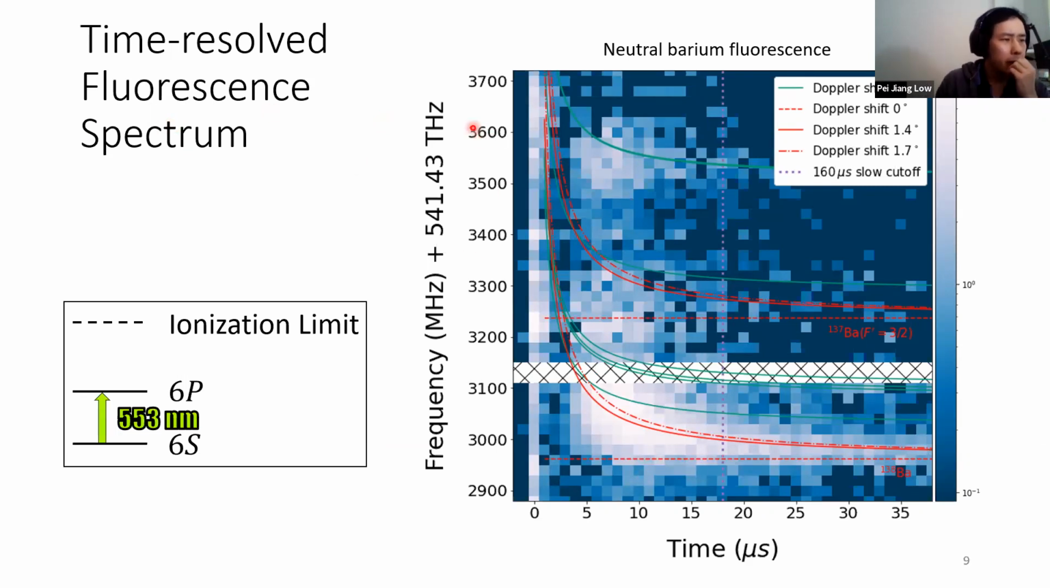So what we have here, this vertical axis is the frequency of the first excitation laser, and this color scale is the fluorescence count. And this time axis over here is the time from when the ablation laser hits the ablation target. So what we have here is essentially time slices of the neutral barium fluorescence spectrum, and you can see that at earlier times, so meaning the faster atoms.